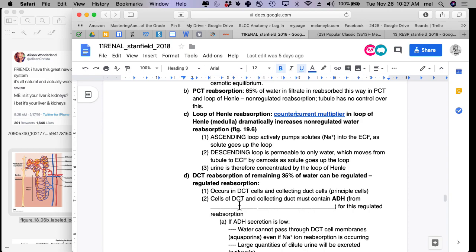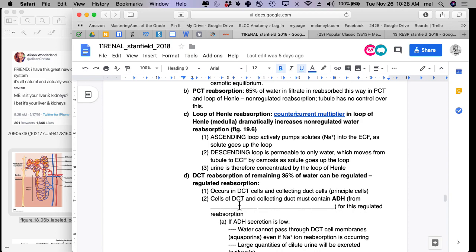Everybody good? Okay, so what is the big picture functionality of the loop of Henle? What does it do? Water reabsorption. Yes, water reabsorption primarily by osmosis and not by controlling the water reabsorption so much as controlling the ion reabsorption. Okay, and which portion of the tube does what?